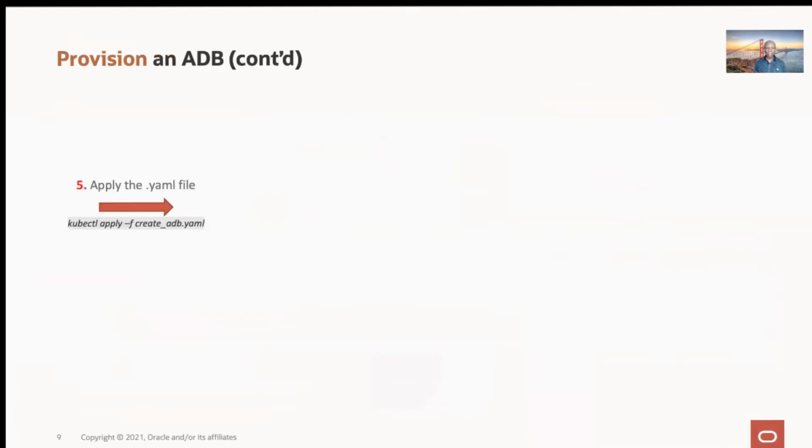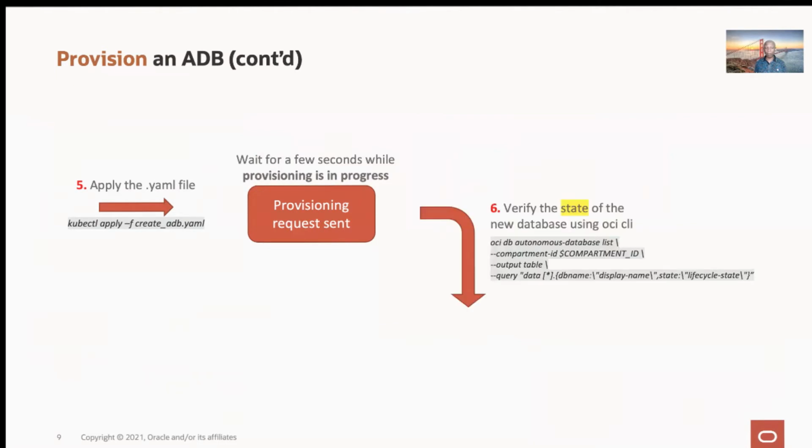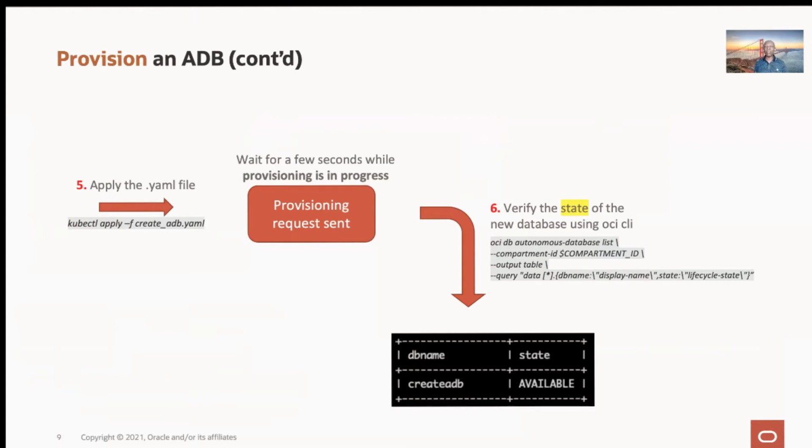The kubectl apply will send the YAML file and everything you have defined to the operator, to the controller which is specific to the autonomous database, and the controller will do its job. So after a while, you can check using OCI commands that the database has indeed been provisioned. You can see it's available.